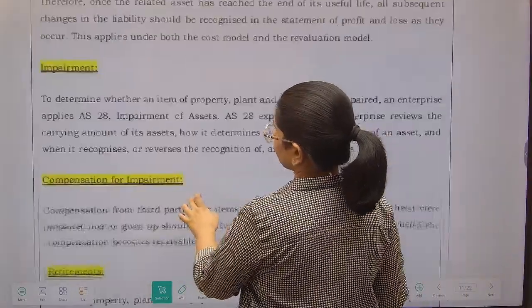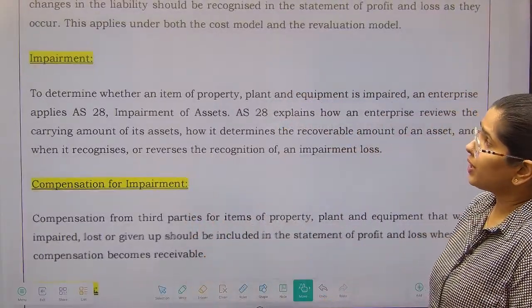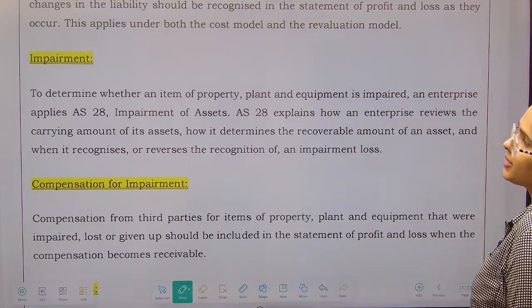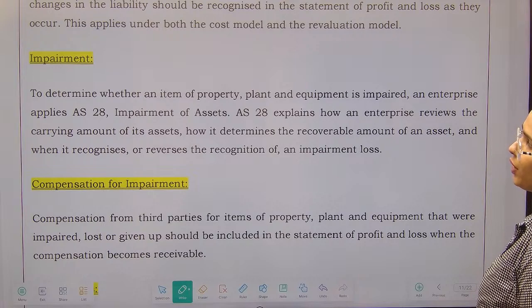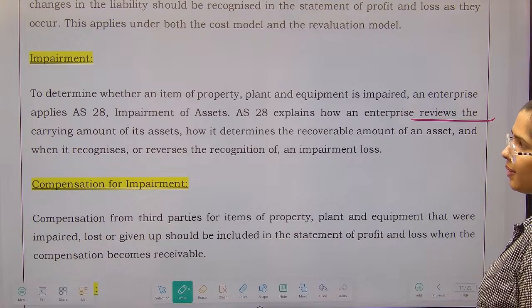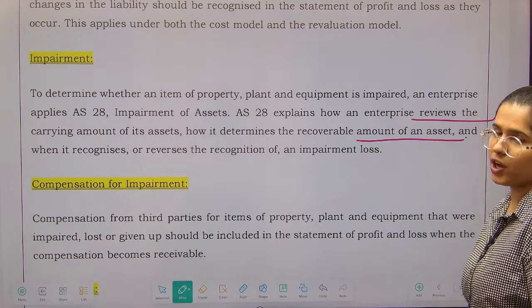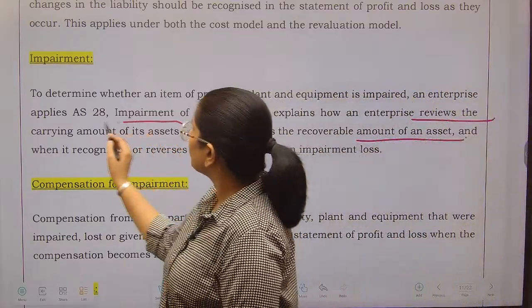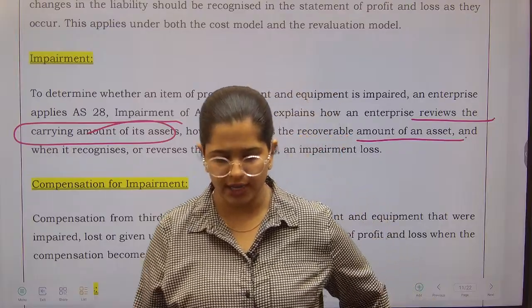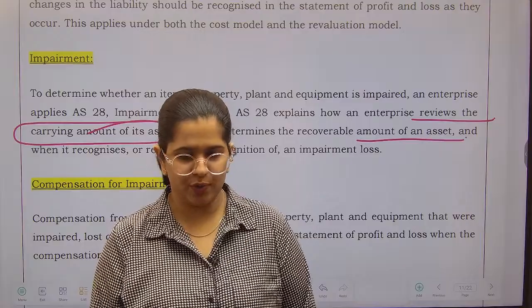Impairment part. So to determine whether an item of property, plant or equipment is impaired, an enterprise applies AS 28, that is impairment of asset. AS 28 explains how an enterprise reviews the carrying amount, how it determines the recoverable amount, and the difference is your impairment loss. I have already told you what is the carrying amount of your asset. Okay, what is the book value of your asset? But still I would like to look at the formula which you might be referring.